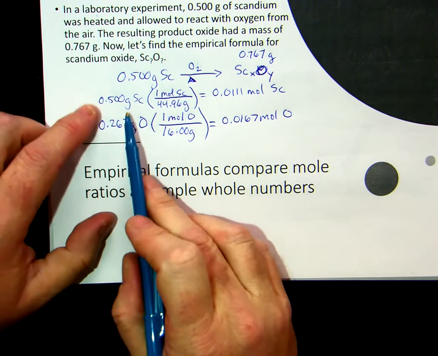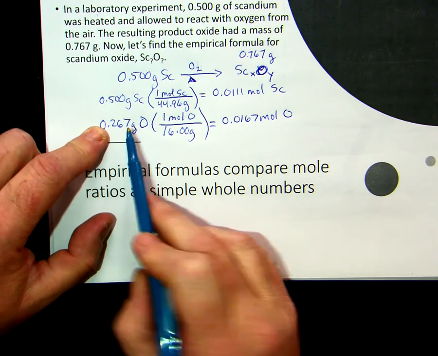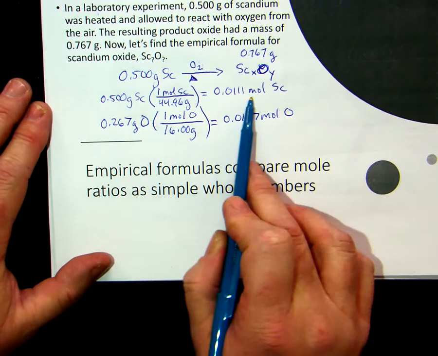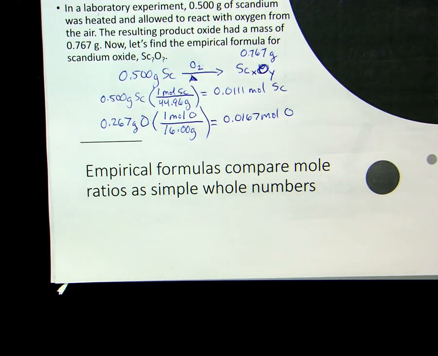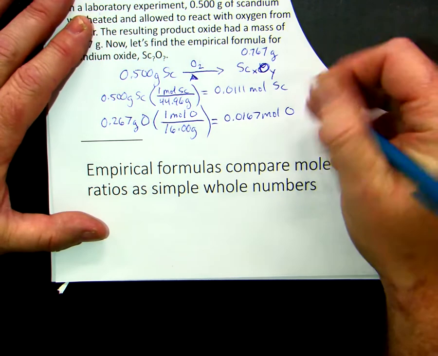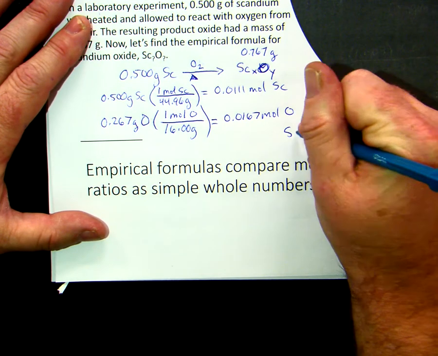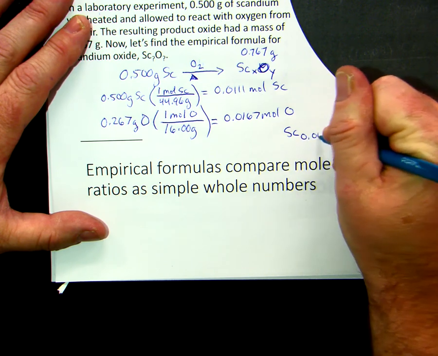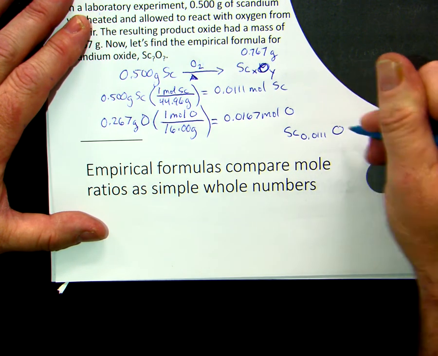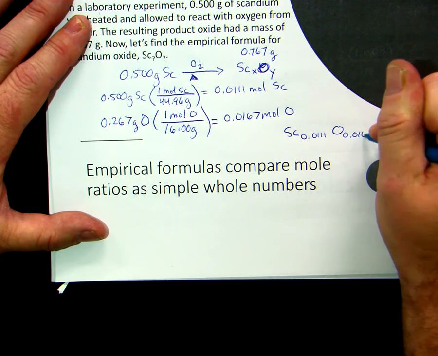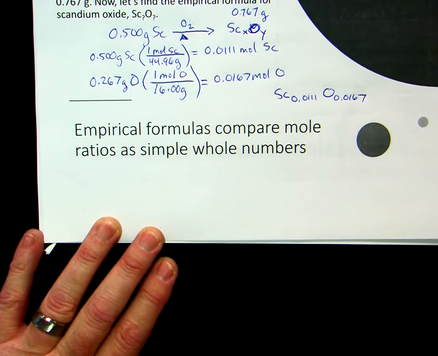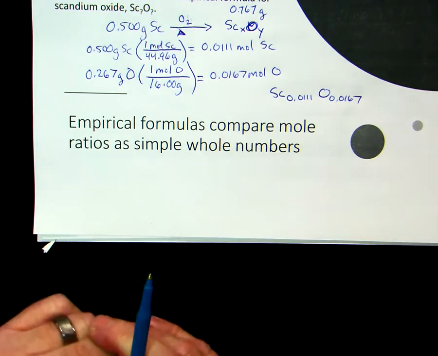So we knew the mass of scandium relative to the mass of oxygen. Now we know the quantity of scandium relative to the quantity of oxygen. And they're very different numbers because they're very different. So if we were writing our formula, we'd have scandium 0.0111, oxygen 0.0167. Because we can do that, because these are numbers. We're constructing a ratio.